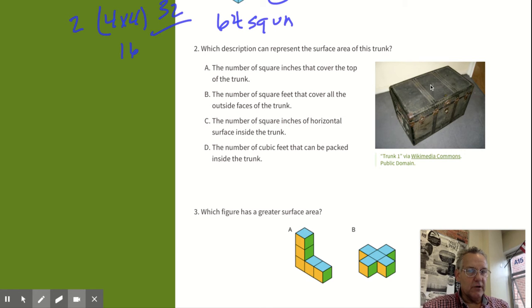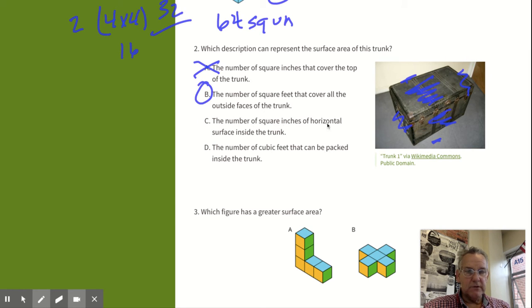Which description can represent the surface area of this trunk? Now, the surface area of the trunk, I want to make it clear, is this piece, this piece, this piece, right? There are 6 of them. And in this particular case, we can't see 3 of them. So that gets a little bit tricky. Well, the number of square inches that cover the top, no, that's not enough. That's only one face. The number of square feet that cover all the outside faces of the trunk, yep, that's going to be the one.